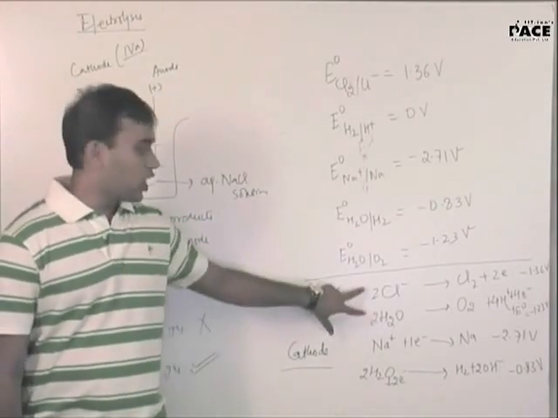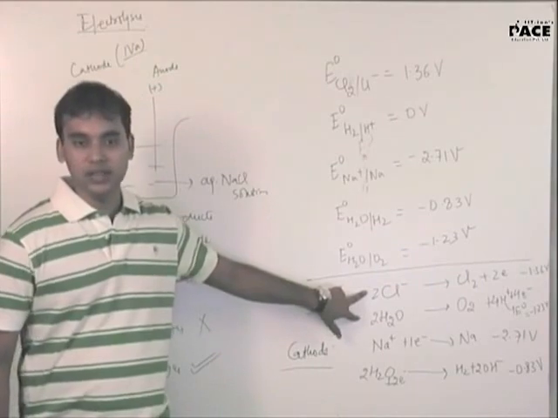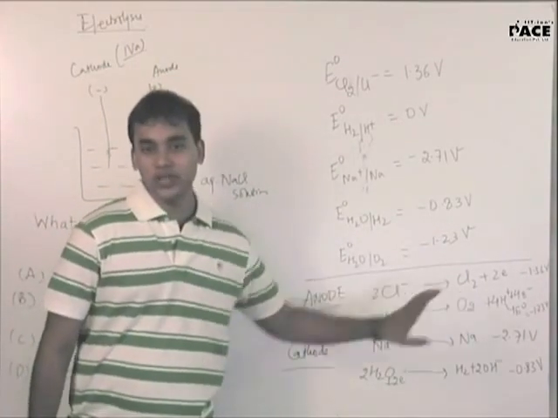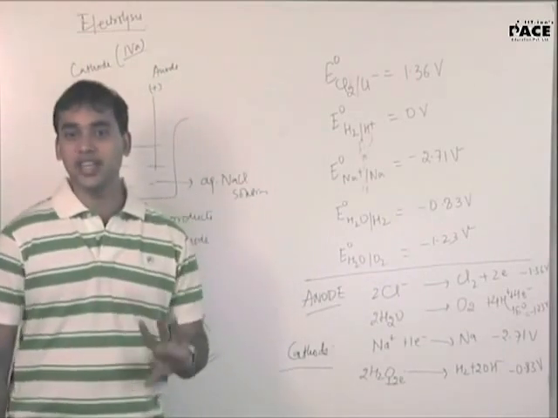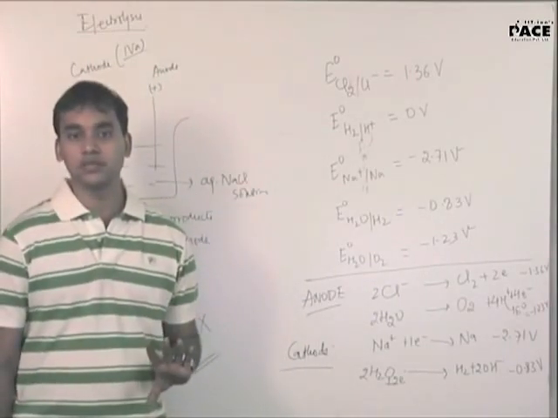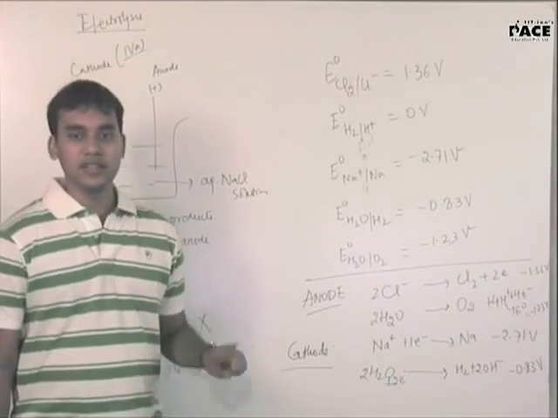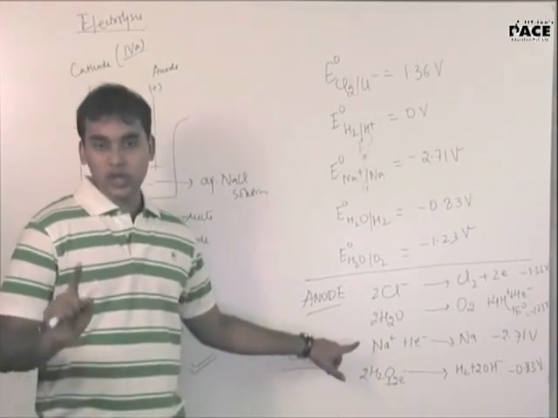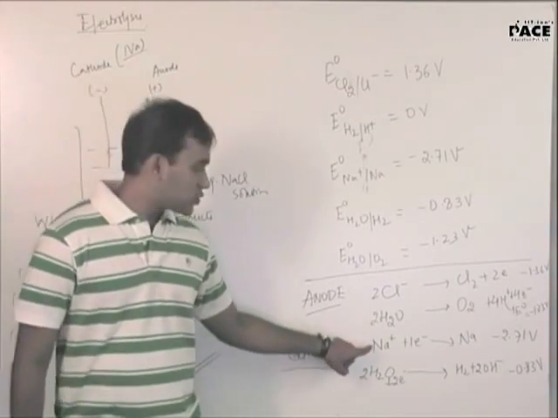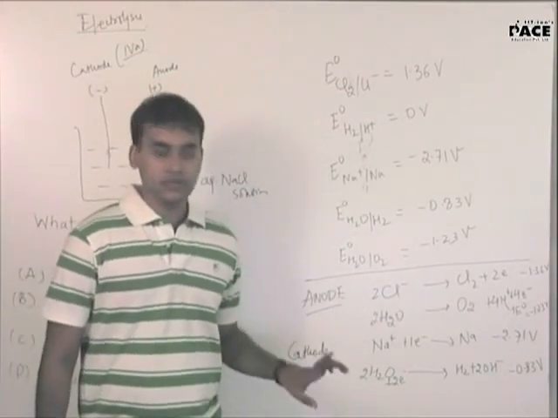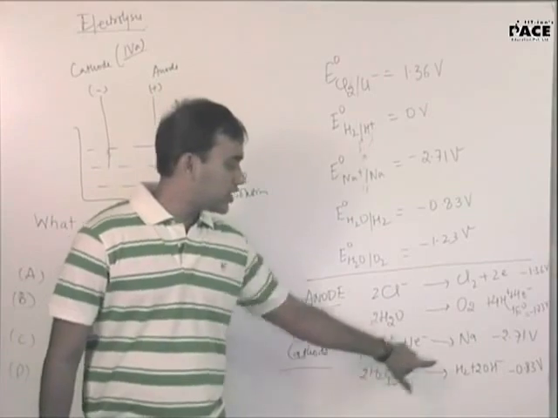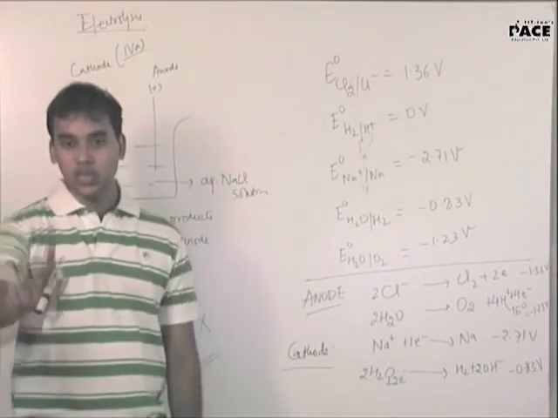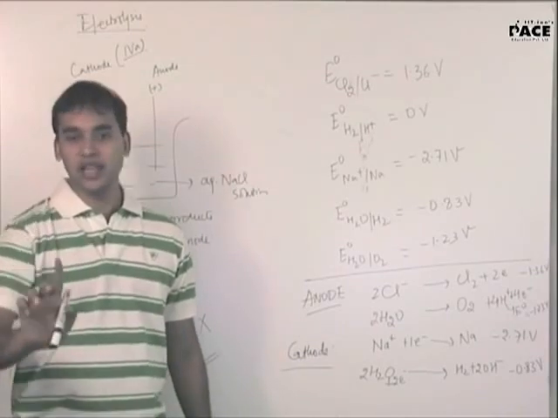So at the anode, what will take place? Oxidation. Cl- getting oxidized to Cl2, H2O getting oxidized to O2. These will be the reactions at the anode. Similarly at the cathode, reduction is going to take place. Na+ is going to get reduced to Na and H2O gets reduced to hydrogen. Now out of these two reactions, only one can be selected at the anode and one at the cathode.